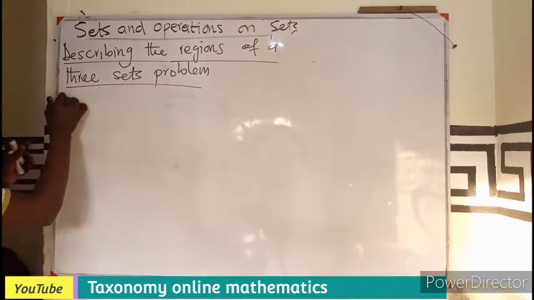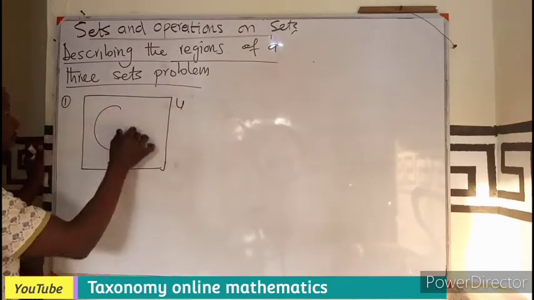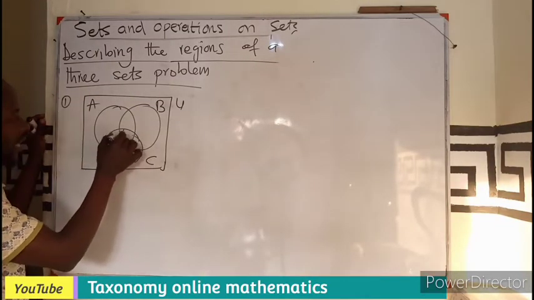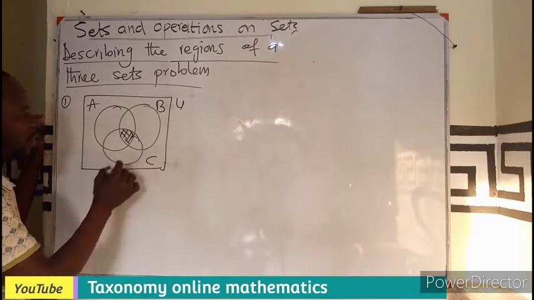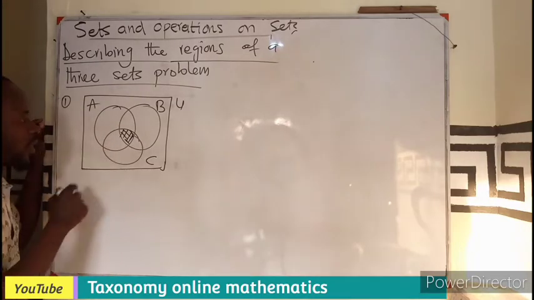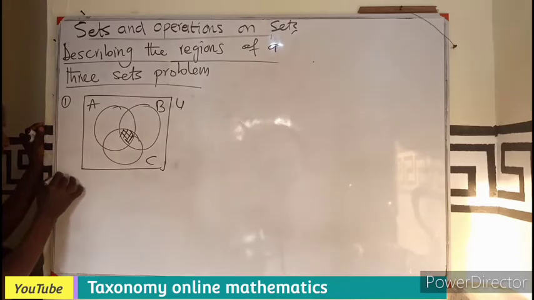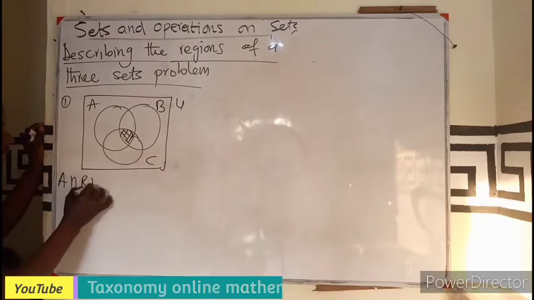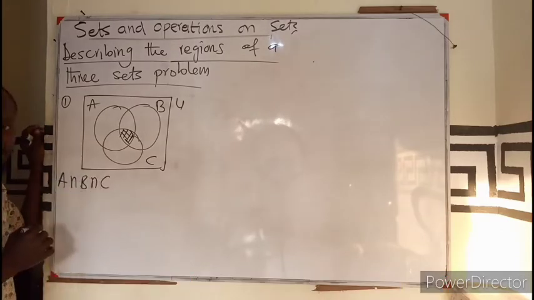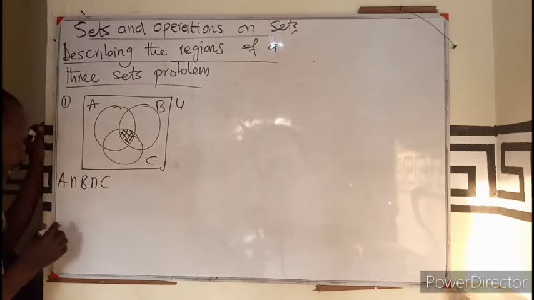So, let's say 1. I want to shade here. If I shade, make sure you give me the name. I'm sure this is going to be A intersection B intersection what? C. I believe you got that. The total intersection.